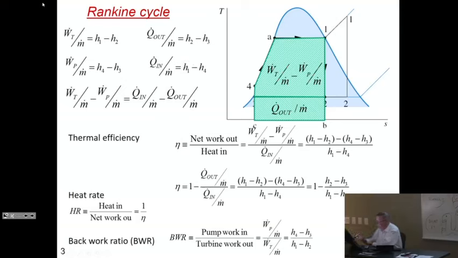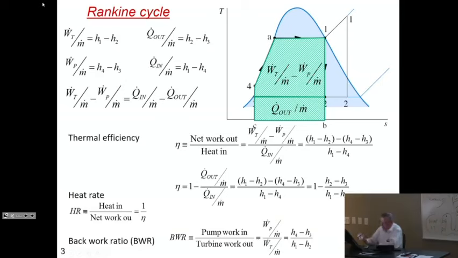So you can rework that a little bit. And it's 1 minus (H2 minus H3) over (H1 minus H4) is the thermal efficiency of your Rankine cycle. That is one very important concept, because that really determines how efficient your plant is, how much it will cost per watt of electricity produced.